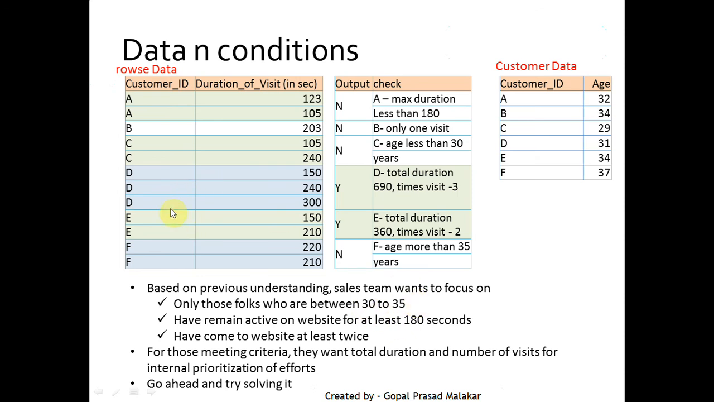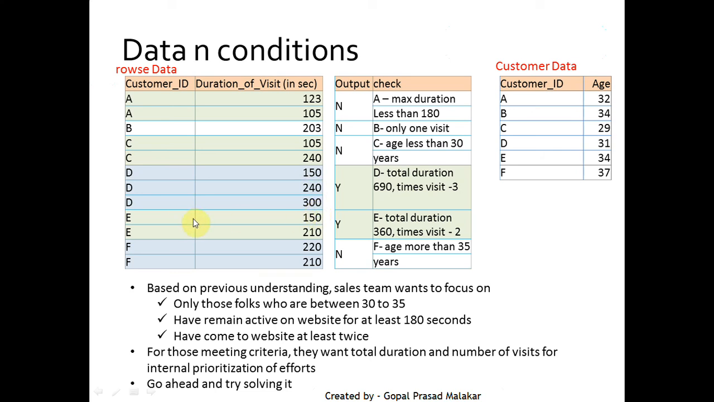For D, yes, it has 3 visits, so that is 2 or more. It had at least 180, correct? Both are more than 180. And what is the age of D? 31. So D is definitely a record which should come. For D, what would you like to produce? You would like to produce 690. Why? Because 150 plus 240 plus 300 gives you 690. And total visits should give you 3 because there are 3 records for D.